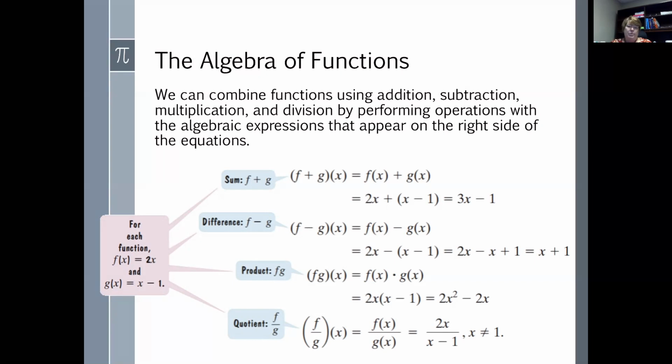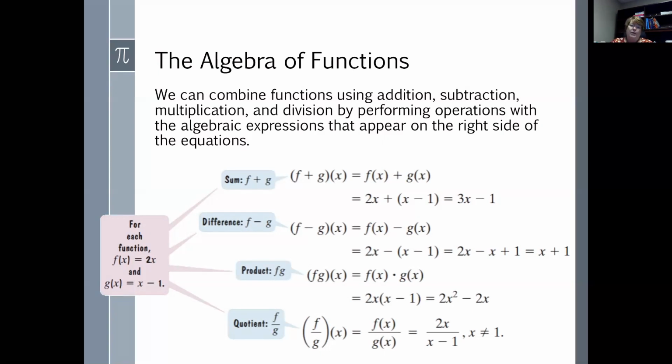And then the quotient, you're going to take f of x and divide it by g of x. And this is the one you have to be careful with, because this is the one where you can introduce restrictions on your domain. So in our case, the two functions that they're using are f of x equals 2x and g of x equals x minus 1. So when I write the ratio of those two functions, f of x over g of x, I now have x minus 1 in the denominator of a fraction. And so x can't equal 1.